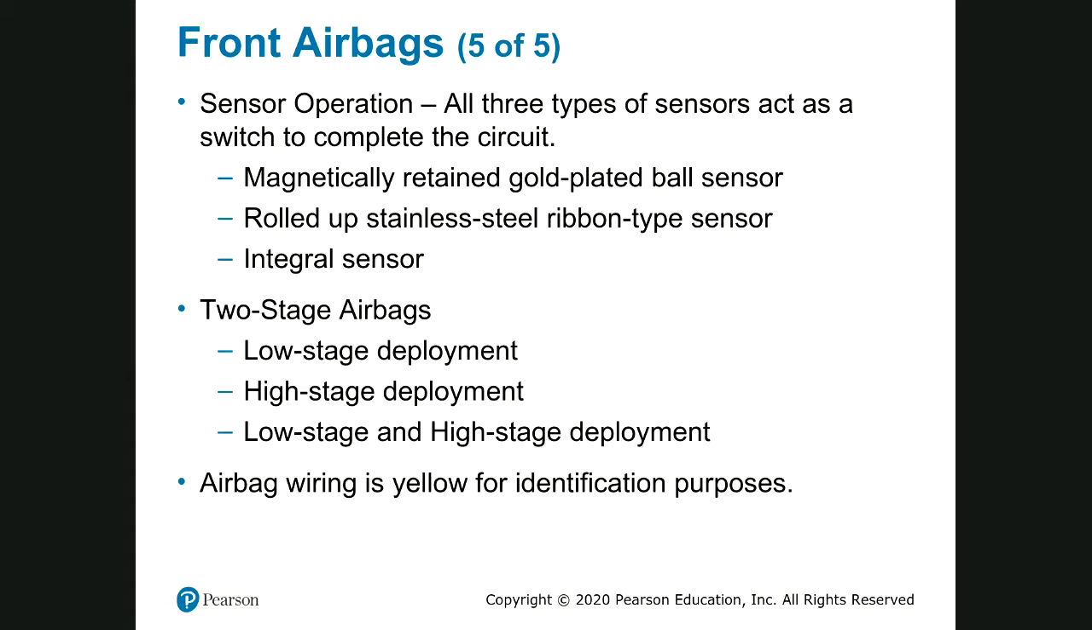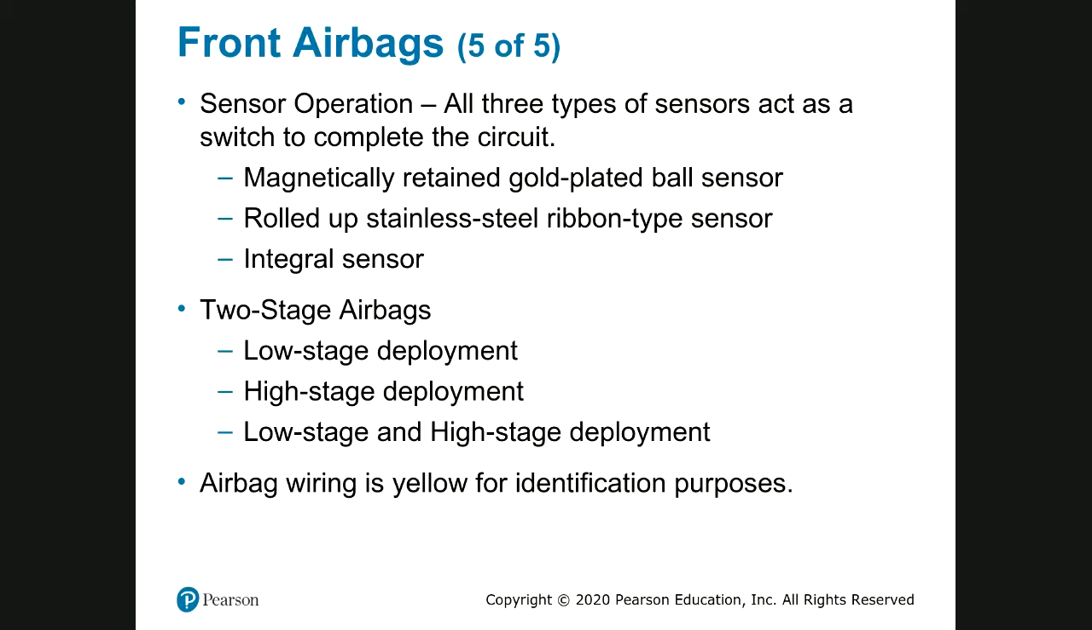I think we've got some images coming up here of what we were talking about earlier. There are two-stage airbags, which have a low-stage deployment and a high-stage deployment. But what are we talking about with stages of airbags? Two-stage airbags are often called advanced airbags or smart airbags, using an accelerometer type sensor to detect the force of the impact. This type of sensor measures the actual deceleration rate of the vehicle and is used to determine whether one or both elements of the two-stage airbag should be deployed.